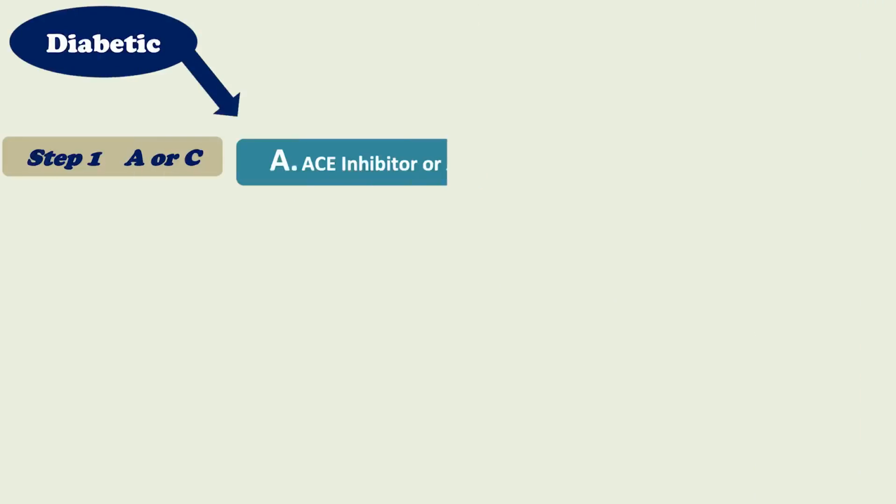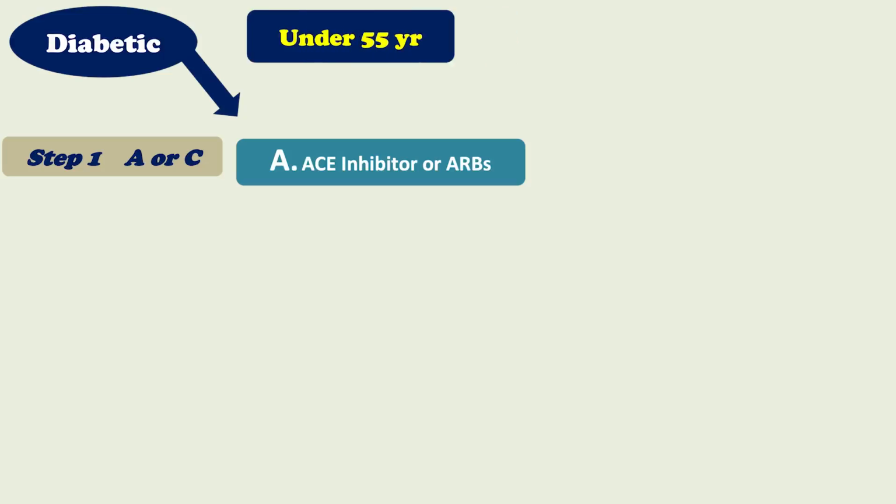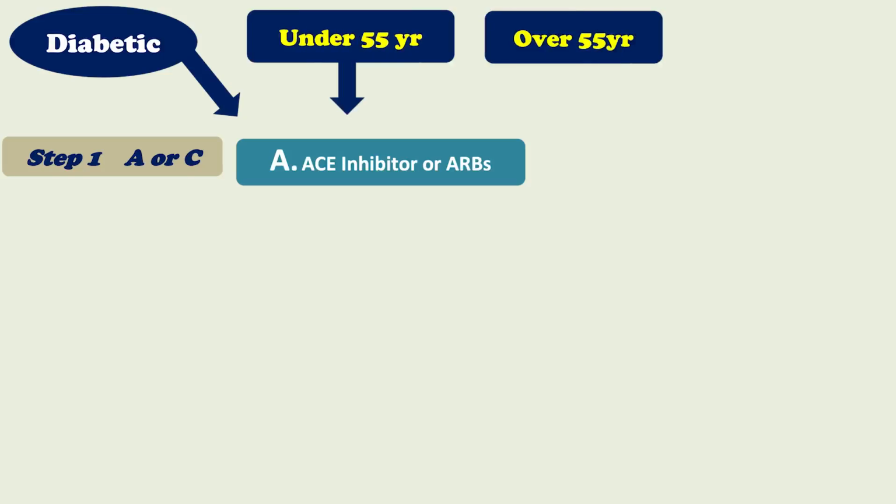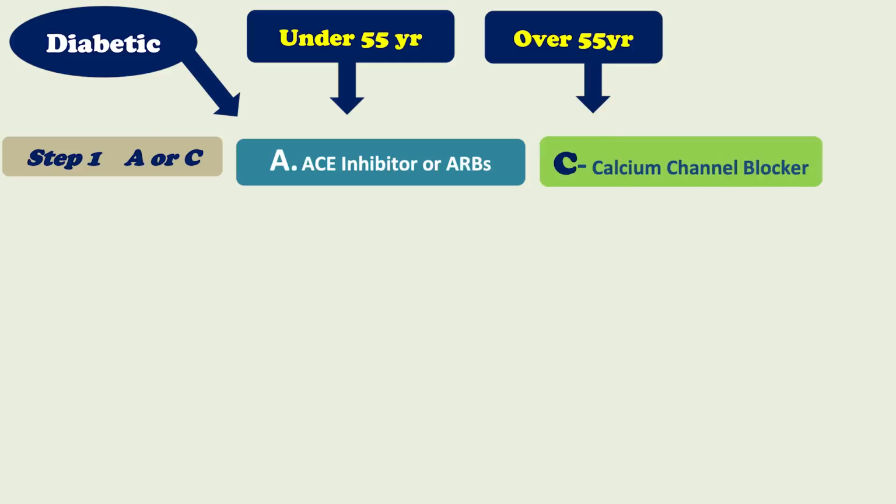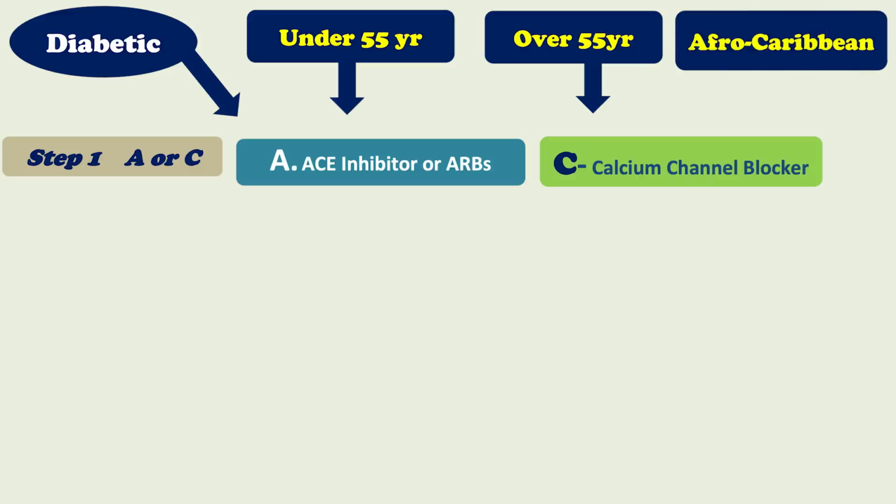Hypertension with diabetes requires treatment with ACE inhibitors or ARBs as they are called. They are indicated in the top left-hand corner of the diagram. Those without diabetes fall into 2 categories: those under the age of 55 and those over the age of 55. Patients under the age of 55 are started on ACE inhibitors or ARBs, while those above the age of 55 are started on calcium channel blockers. Patients who are from the Afro-Caribbean origin may be started on calcium channel blockers.